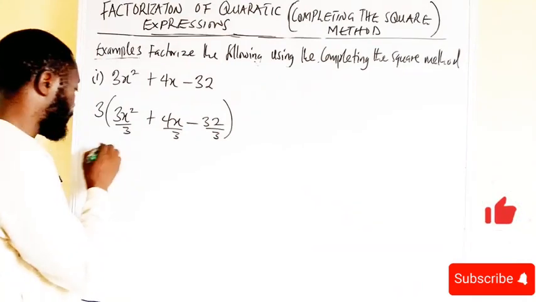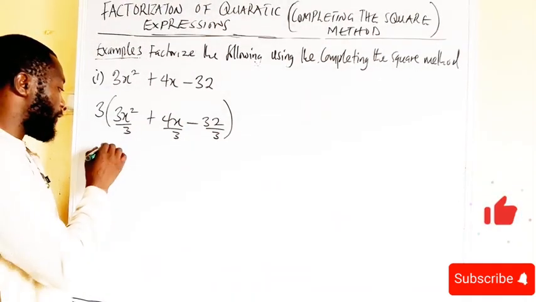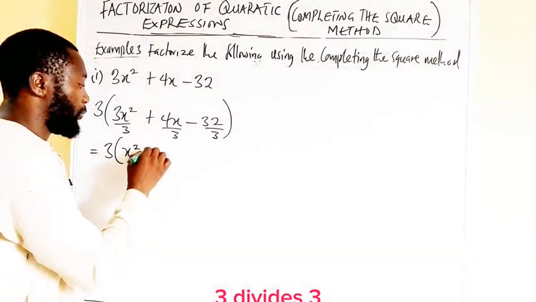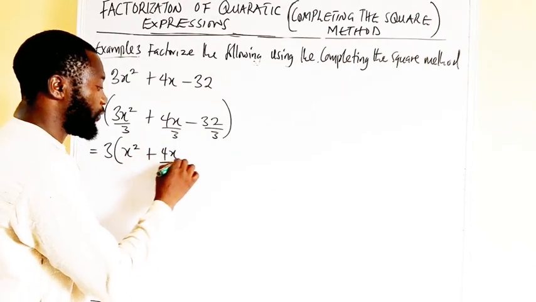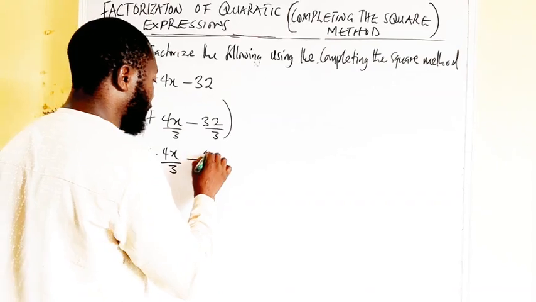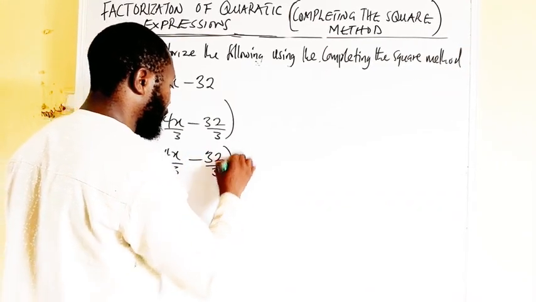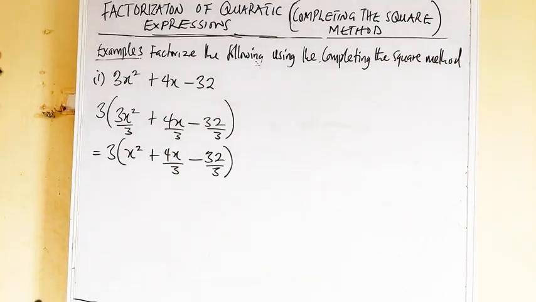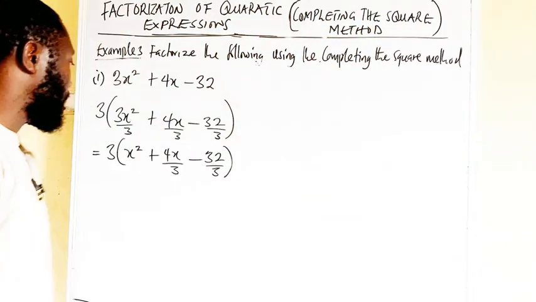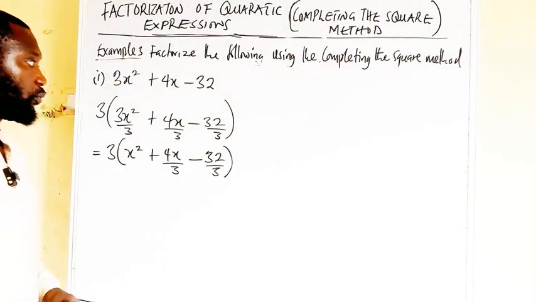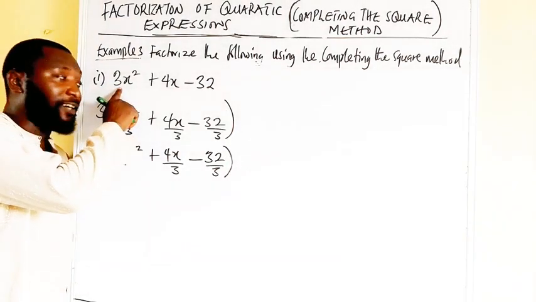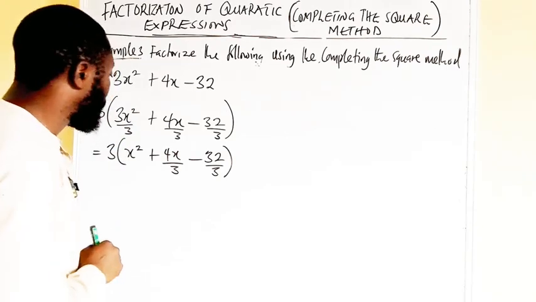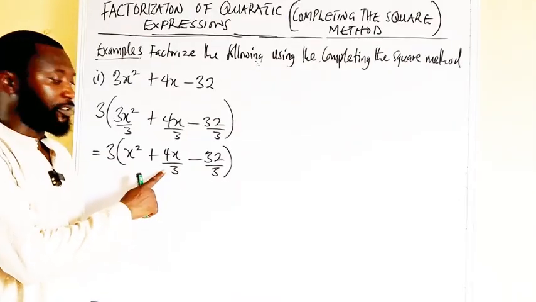By the time you do this, you have 3 open bracket x squared plus 4x over 3 minus 32 over 3. Close the bracket. We are trying to apply the method of completing the square. Now, the next thing to do, step 1, factorize out coefficient of x squared. Now, the next thing to do, you consider the coefficient of x.